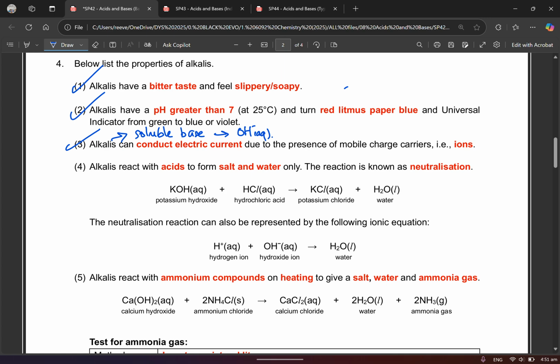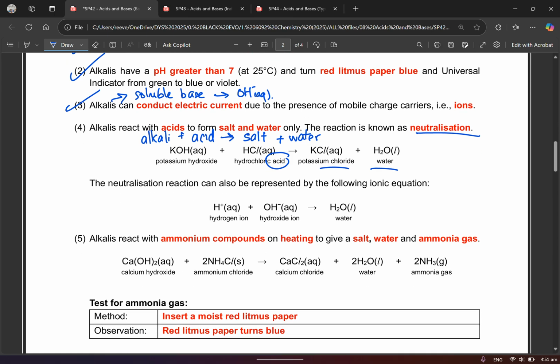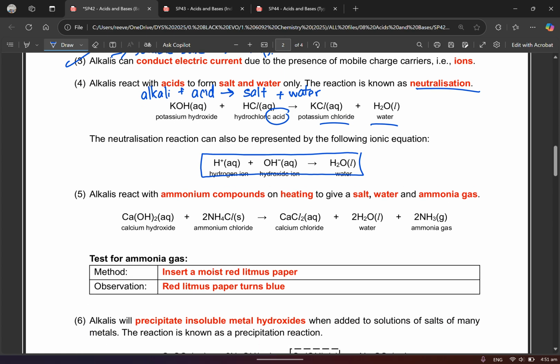Next, alkalis react with acid to form salt and water. This is a neutralization. This one is the same as the chapter under acid. Acid reacts with alkali to give you salt and water. I'll write it here one more time. Acid plus alkali, or you can call it alkali plus acid. They are the same thing, just like 1 plus 2 is the same as 2 plus 1. So acid plus alkali or alkali plus acid will give you salt plus water only. This is a neutralization reaction. If you want to write out the ionic equation, it will be in this form. You can go and try it out.